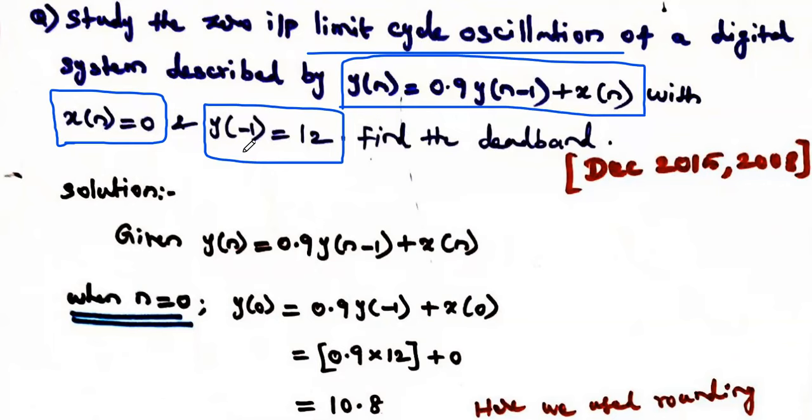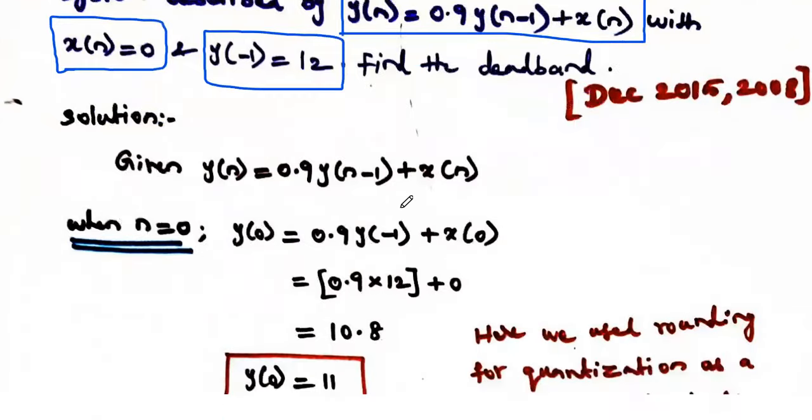Previously we solved two problems related to this topic, limit cycle oscillation. In those, the y of minus 1 value was given as a fraction, but here the y of minus 1 value is given as a decimal, 12. That is the difference. So we are going to solve the problem.